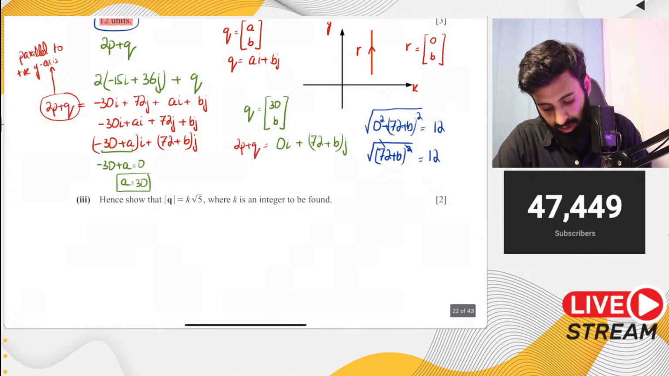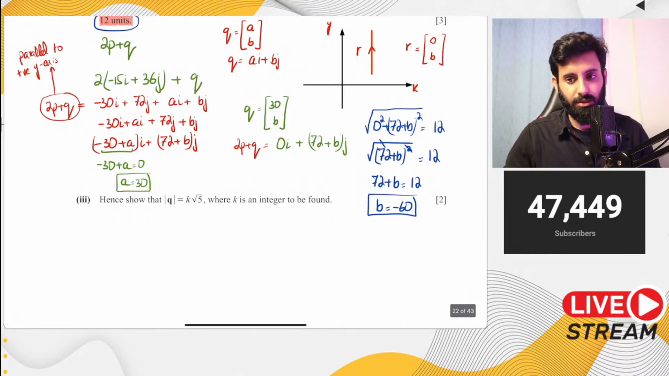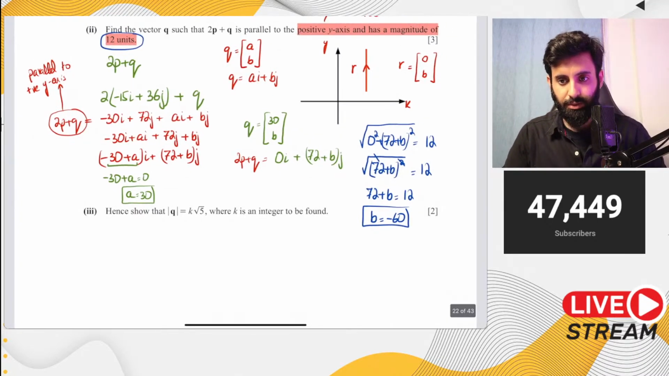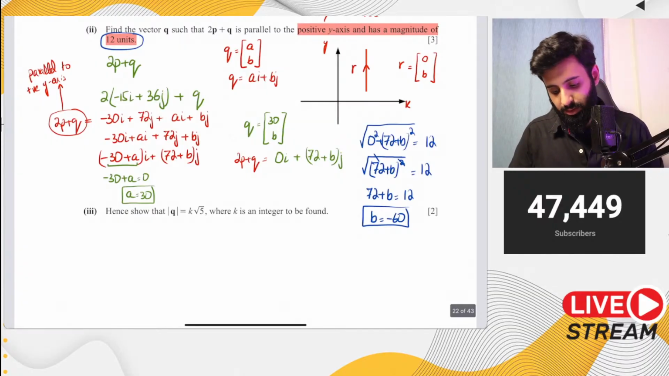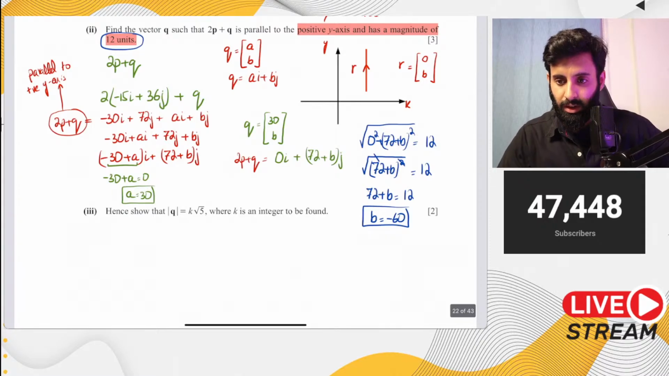Okay, so 72 plus b equals 12, and b will then be equal to minus 60. So this is the value of b that you're going to end up with. Okay, not minus 84, just minus 60. Because there will be no plus minus, the square root and the square will just cancel each other.